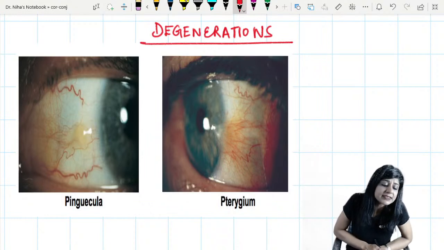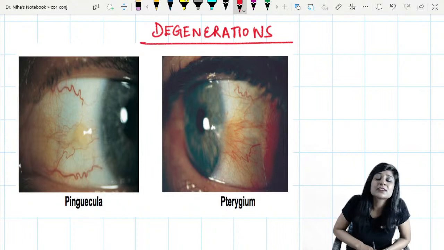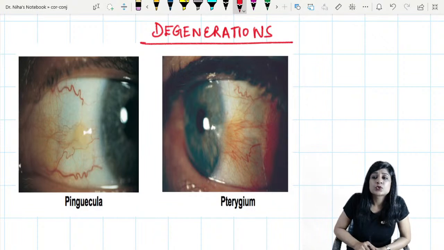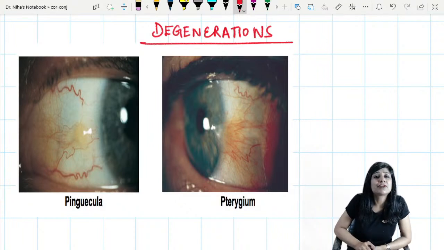Phlycten and nodular scleritis. See, scleritis is a very, very painful condition. Plus, scleritis is most commonly associated with the connective tissue disorders. So, if you have scleritis, they will give you some clue of association with connective tissue disorder. They will give you that there is a lot of pain. They will tell you whether there is a blanching with the phenylephrine or not.